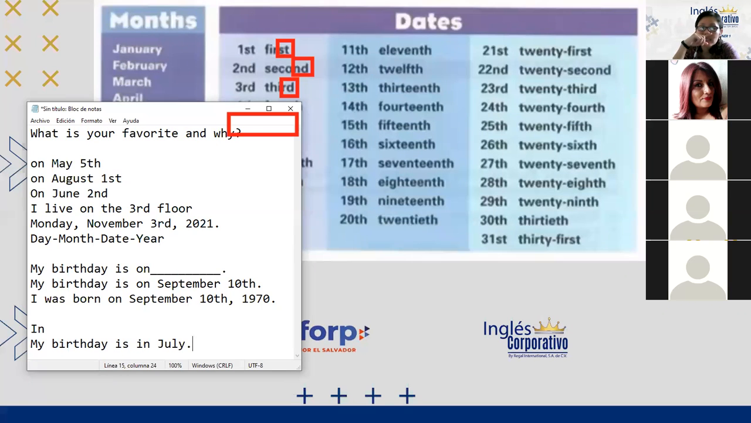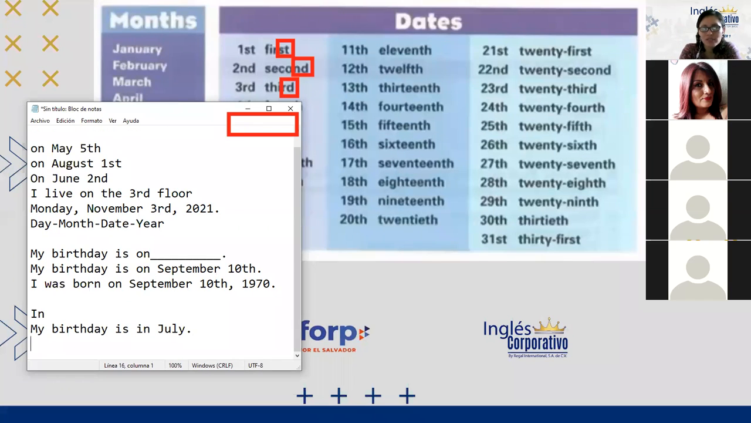Now, ¿qué sucede si yo solo quiero decir el año? Por ejemplo, teacher, me preguntan a mí, bueno, ¿y en qué año naciste? Ok, entonces voy a hacer lo mismo. Voy a cambiar de preposición. I was born in. Por ejemplo, 1960, right? I was born in 1960.